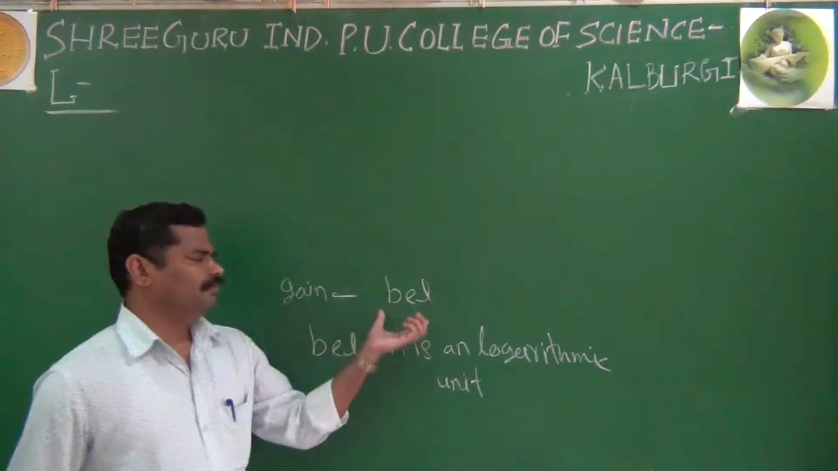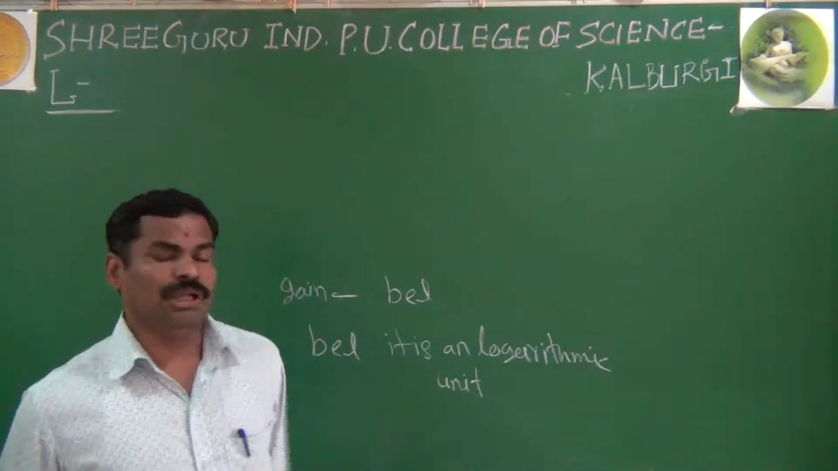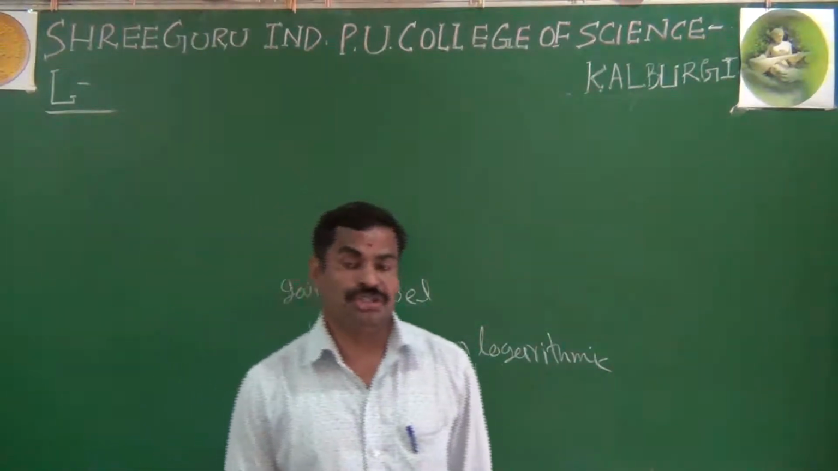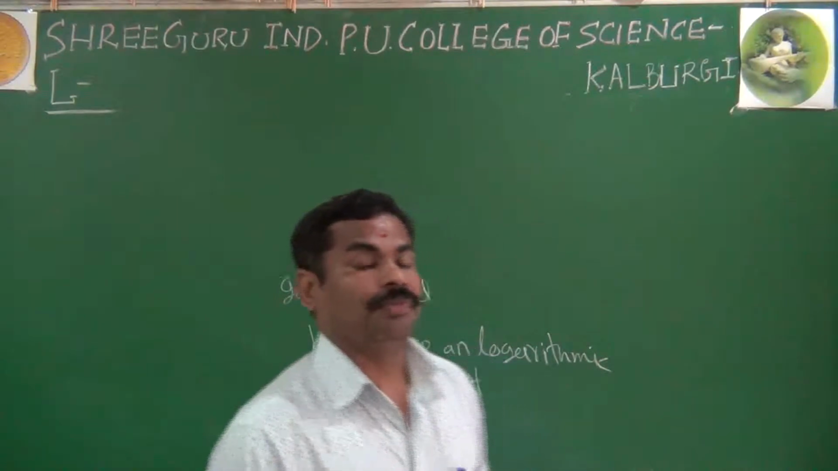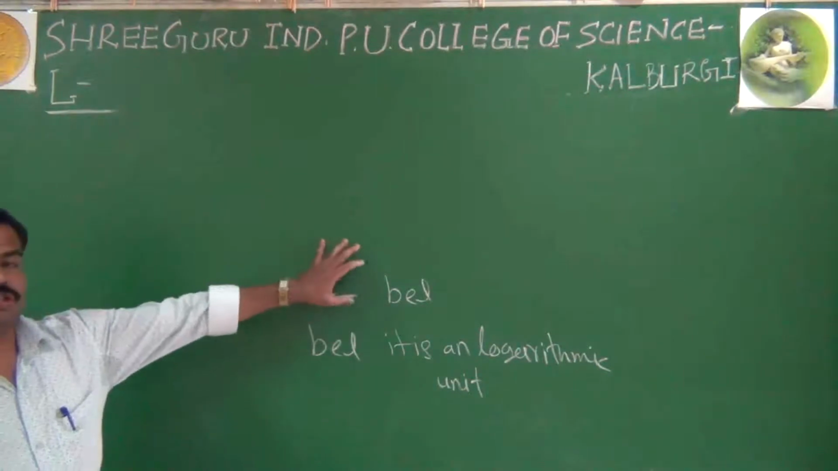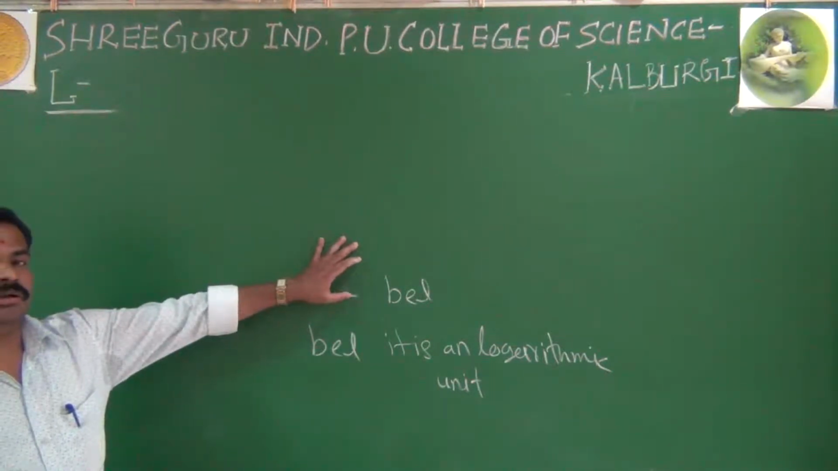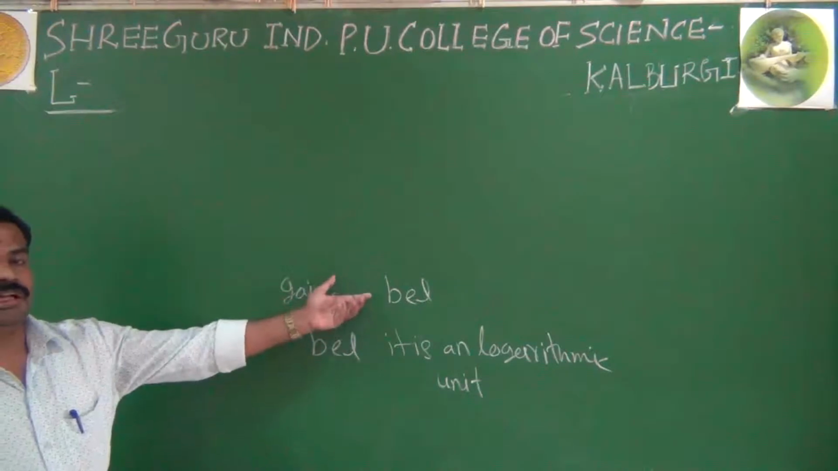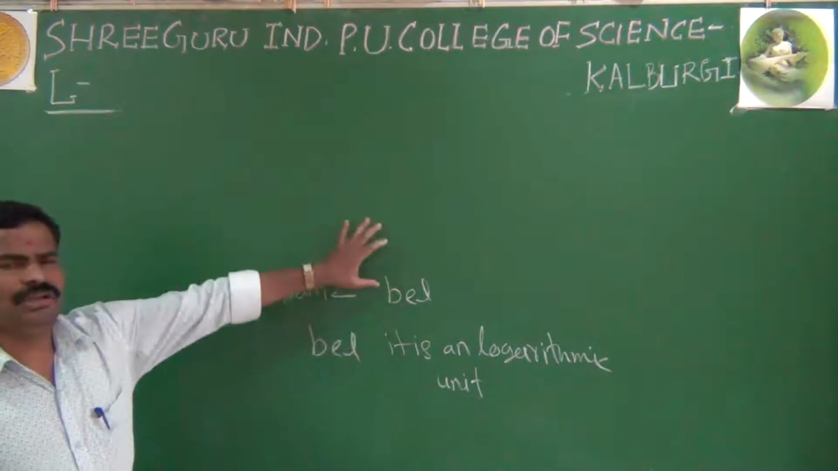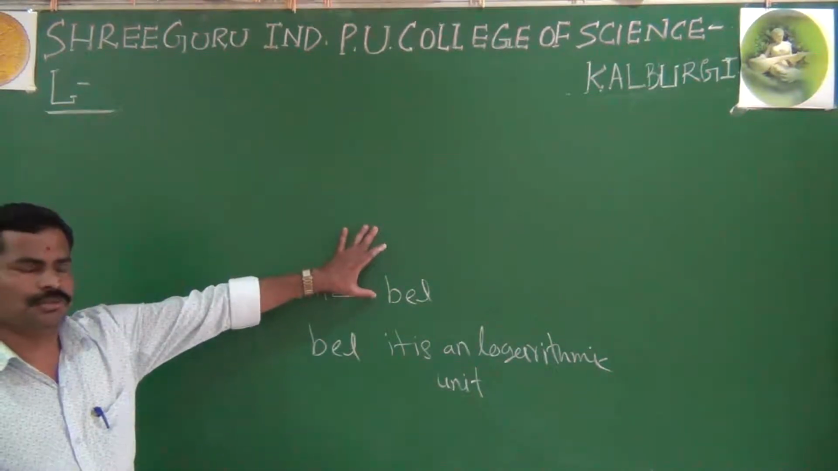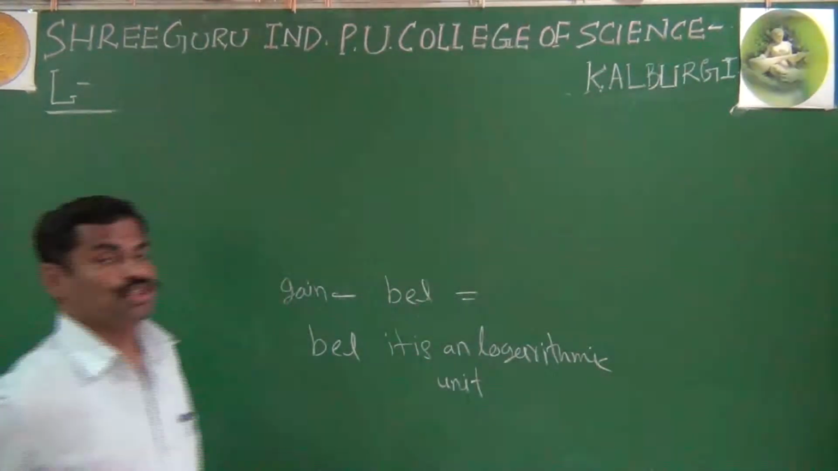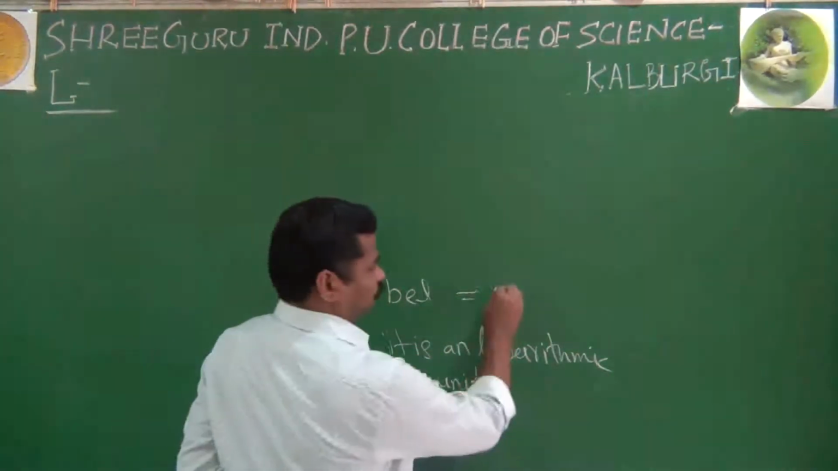Why do you call it bel? Maybe you remember who invented the telephone, the most important scientist, Graham Bell. Graham Bell invented the telephone, and that's why they gave his name to the gain unit, that is nothing but bel. Actually, the bel is a very large unit. That's why you consider the decibel.